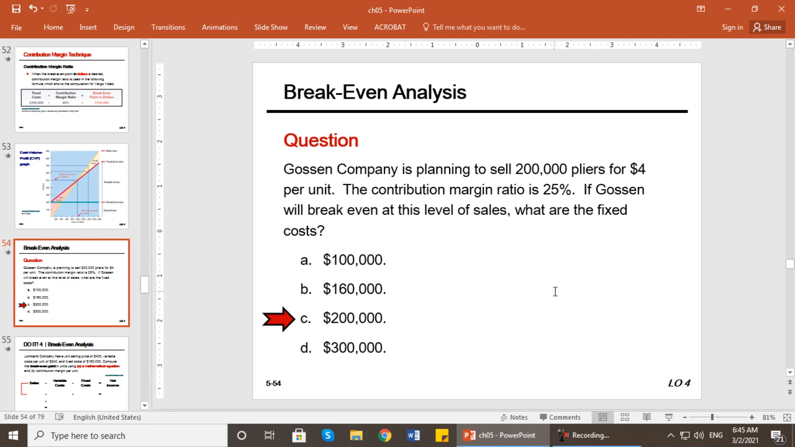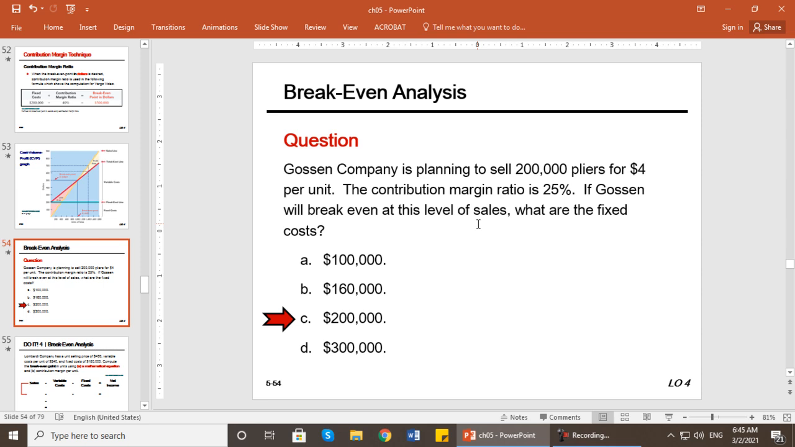Here's a multiple choice question. G company is planning to sell 200,000 players for $4 per unit. The contribution margin ratio is 25%. If G will break even at this level of sales, what are the fixed costs?